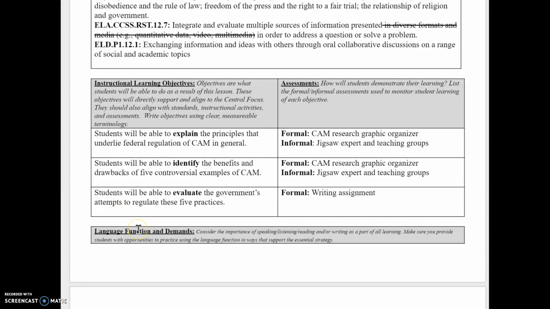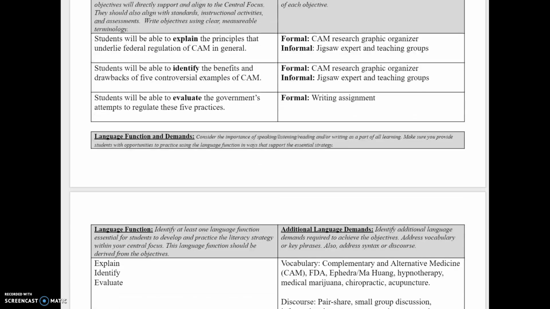Students will also be able to identify the benefits and drawbacks of the 5 controversial examples of CAM through the same assessments with the graphic organizer and the Jigsaw groups. And finally, students will be able to evaluate the government's attempt to regulate these 5 practices, and this will be assessed through the writing assignment, which is a formal assessment, as well as their exit ticket for the day.